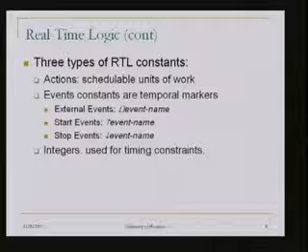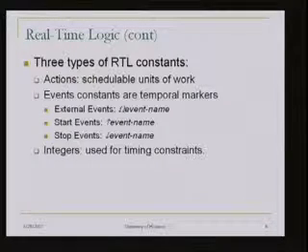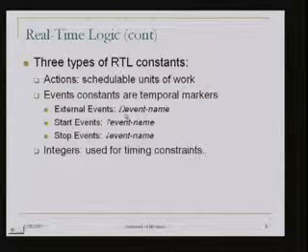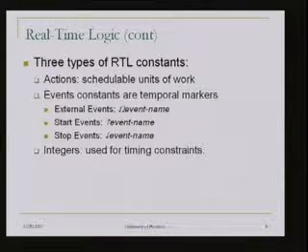Now, events constants are temporal markers, and these are instantaneous. External event is indicated by omega. So, for example, I can have an external event of me pressing this arrow button. Okay, that's an external event. So I'm external to this laptop.